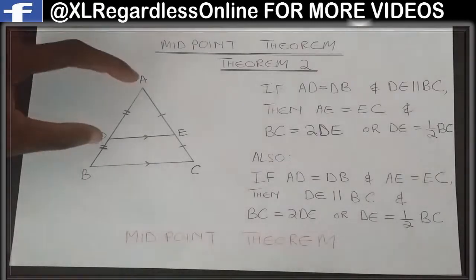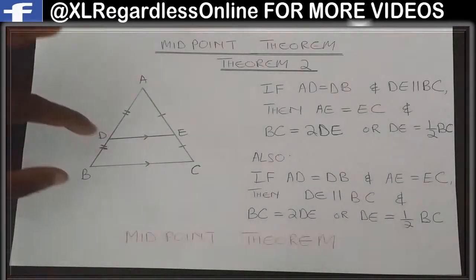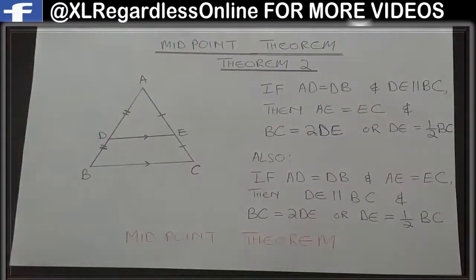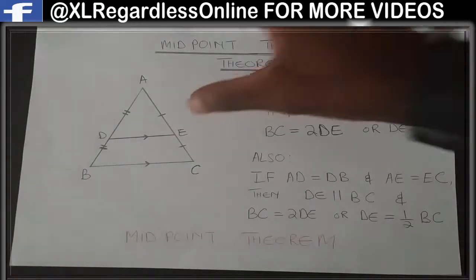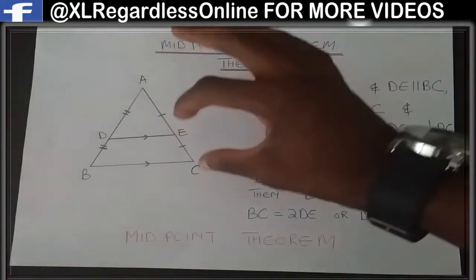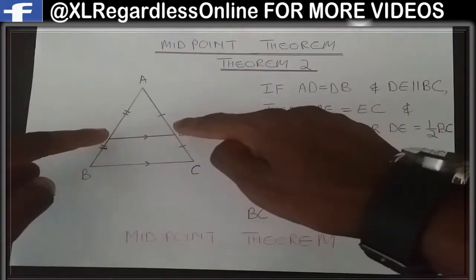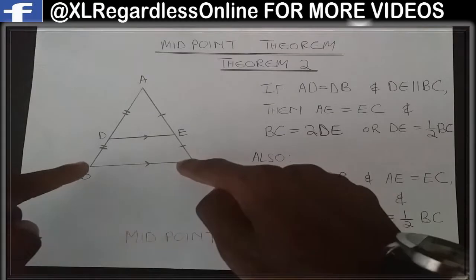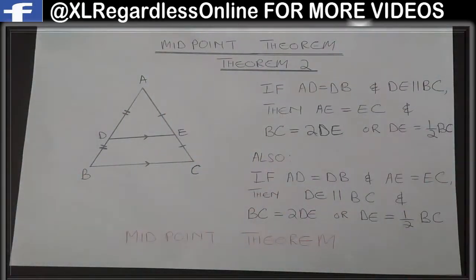If we have AD being equal to DB and DE being parallel to BC, then we can conclude that AE is equal to EC and also DE is half of BC, or we can say BC is 2 times DE. And then the reason that you're going to use there is midpoint theorem.